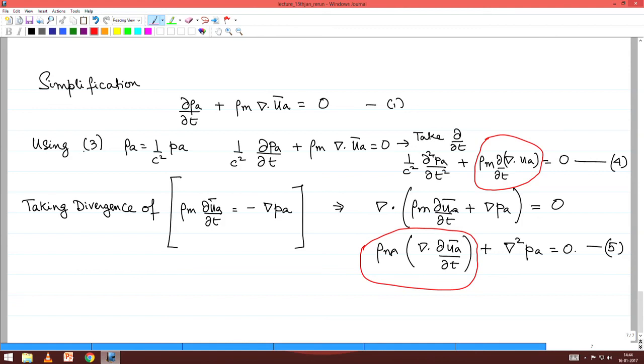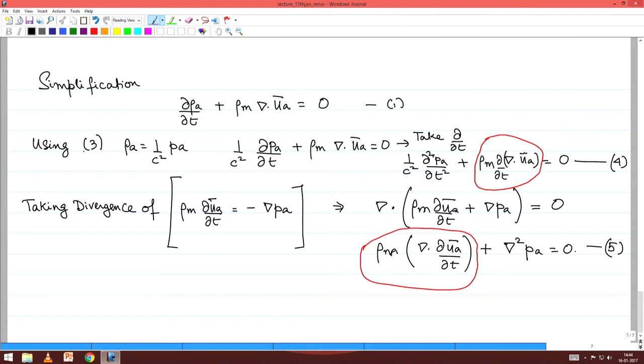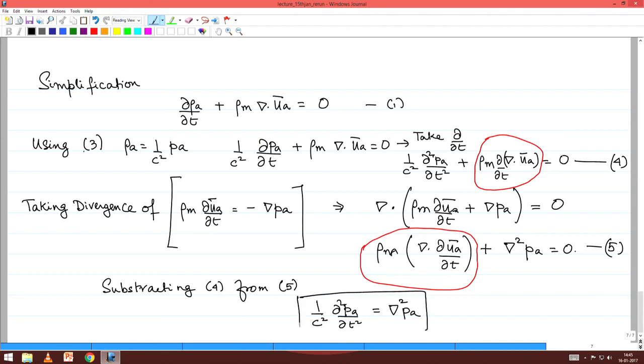The order of the differentiation process can be interchanged. First you can take the time derivative and then do the divergence, or first you can take the divergence and then do the time derivative, both will give you the same answer as long as you are dealing with nice and continuous functions. I have sometimes missed the sign for the vector, please bear with me on that, but now that I have corrected it, you can understand these two terms as the same. So, if we take a subtraction between these two equations, subtracting 4 from 5, we can get to this equation: 1 by c square del 2 p a del t 2 is equal to del square p a. This is the acoustic wave equation.